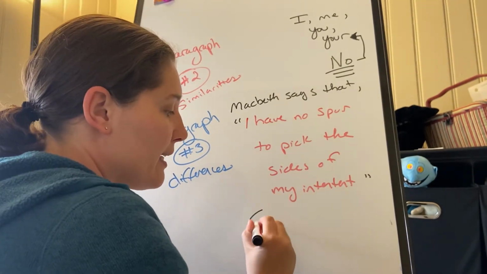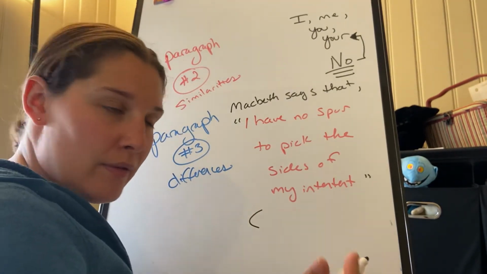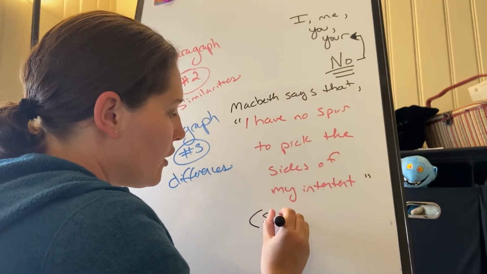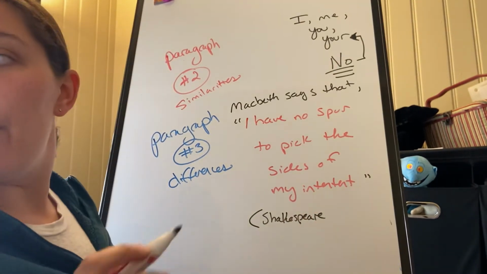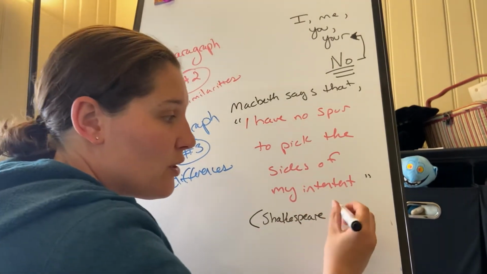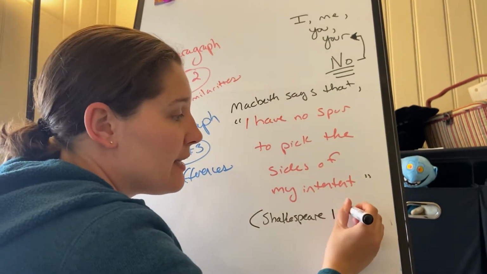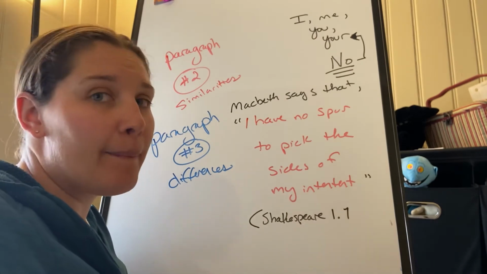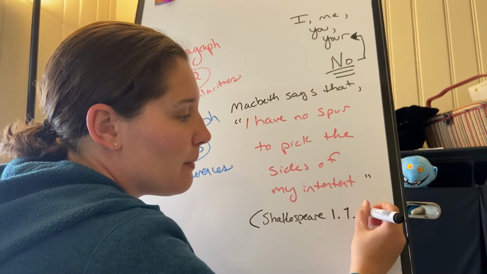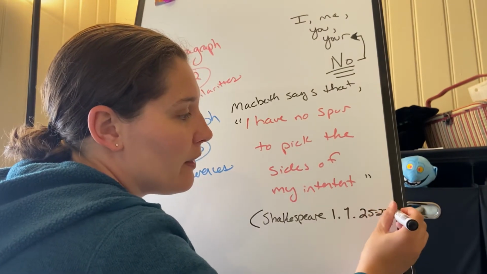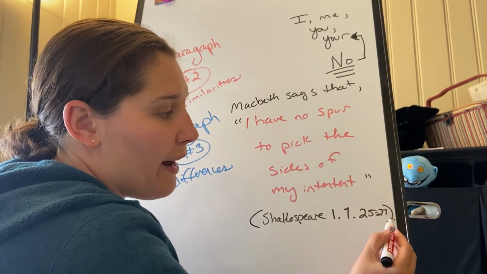You're going to put a parenthesis, and the author's last name. So, who wrote Macbeth? Yes, Shakespeare. Then we want to put the act. So it comes from Act 1, put a period, the scene, scene 7, and then put the line numbers if you can. If you can't, don't worry about it. But I looked it up. It happens to be 25 through 27. Close the parenthesis, and then put a period right after that, okay?